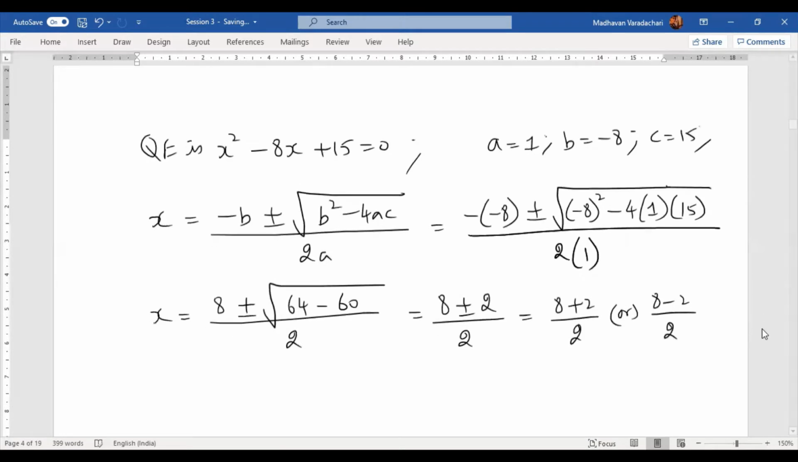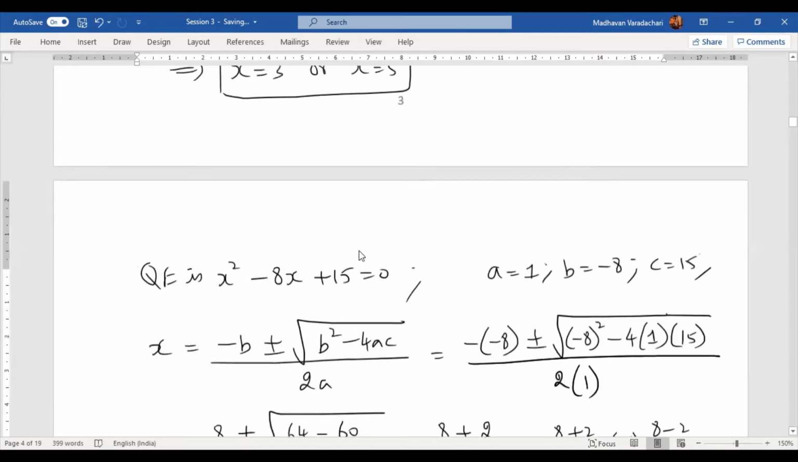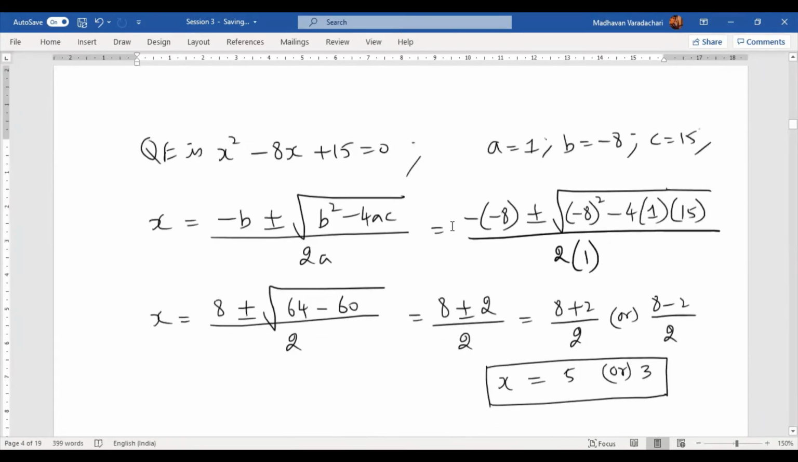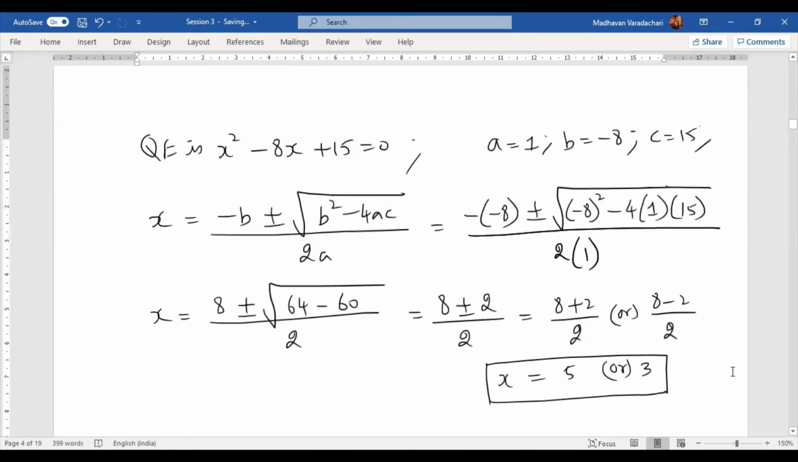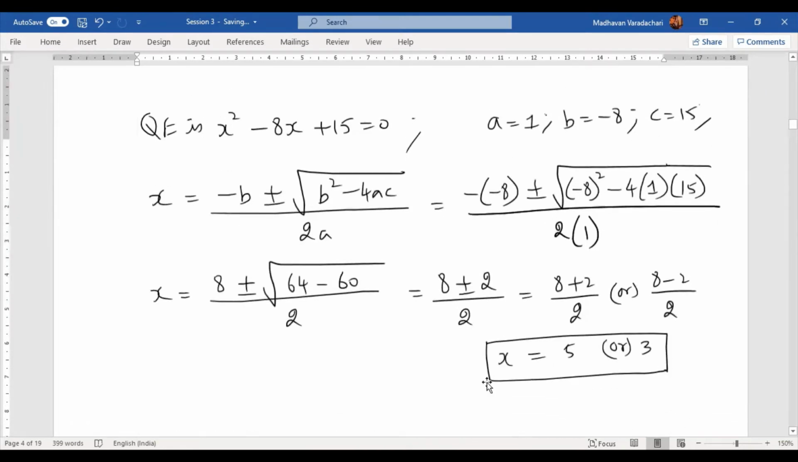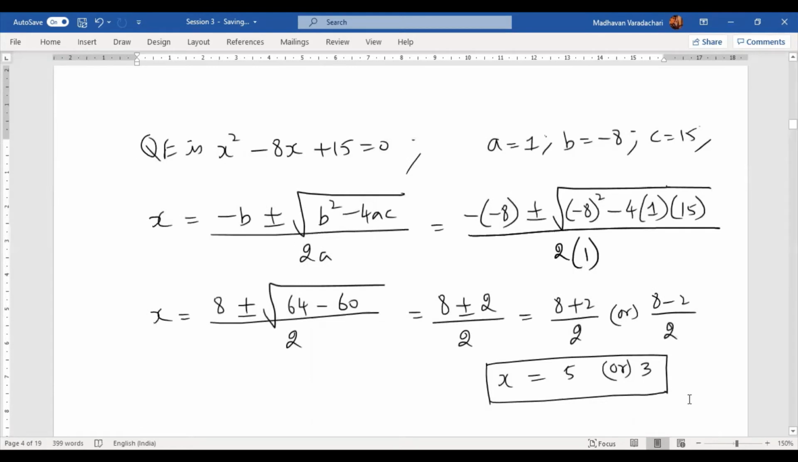What is the first one? It is 10 by 2, which is 5, or this is 6 by 2, which is 3. We got the same answers for x. Whatever we got in the factorization method, we got the same answer, 3 or 5. Here also it is 5 or 3. So that is the solution for this problem.